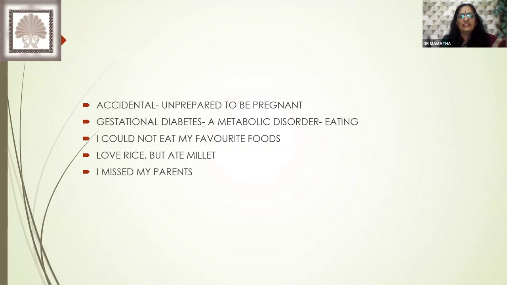a peculiar level of development, isn't it? Food. I could not eat my favorite foods, the mother says. Mother is a foodie. She likes various things. She couldn't eat anything because she had to maintain her blood sugar levels. So she loves rice but ate millets. So she missed her parents too. So all these things also come under the infancy line of development.